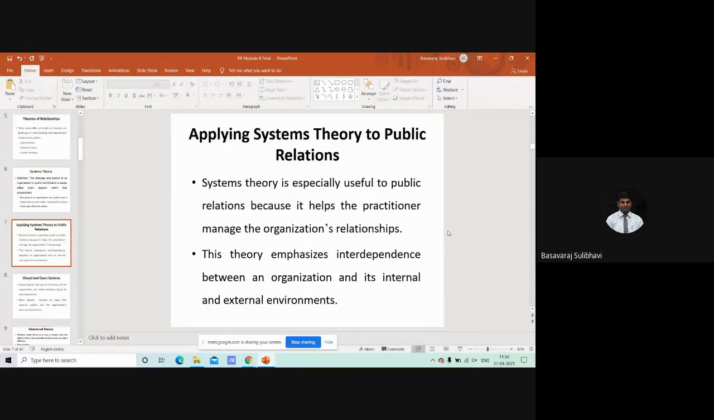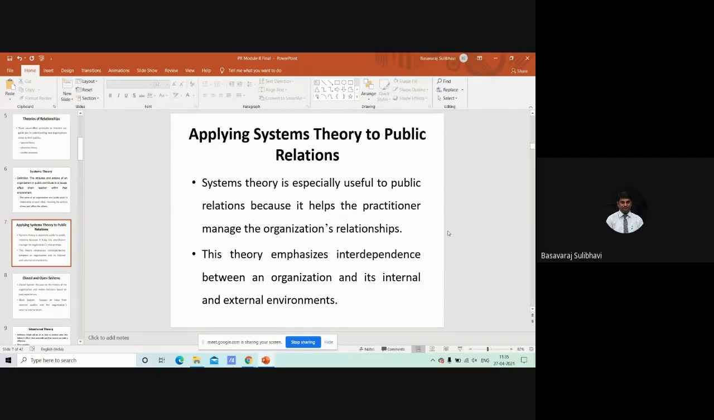So even organizations are very keen observers of what makes any public have so much interest in the organization. In that manner, they develop communication along with programs which will help the organization get that equal type of attention they are expecting from the public. Fine. So we have this theory which gives more importance to interdependence between an organization and its internal and external environment.